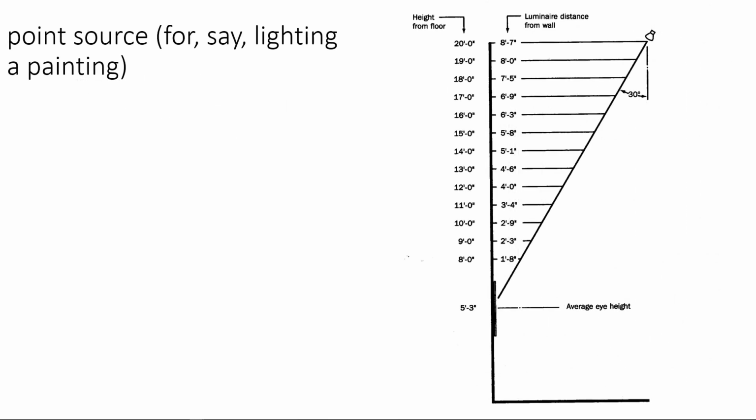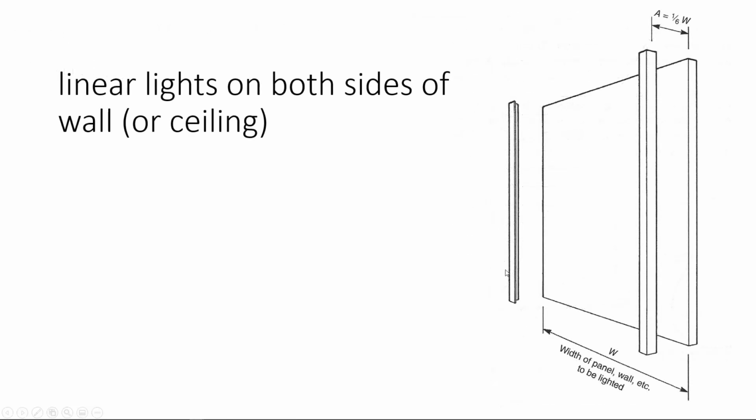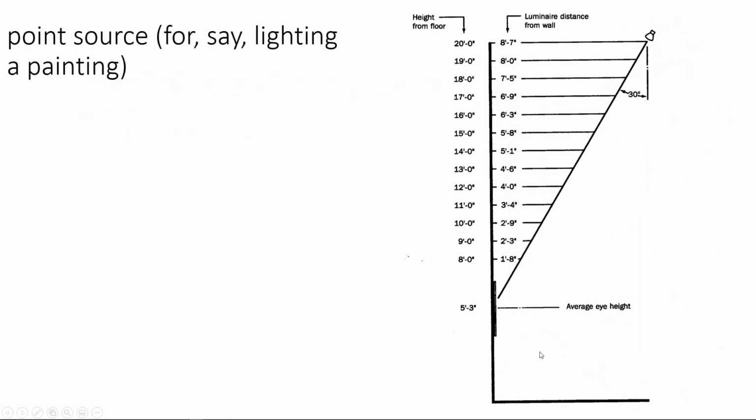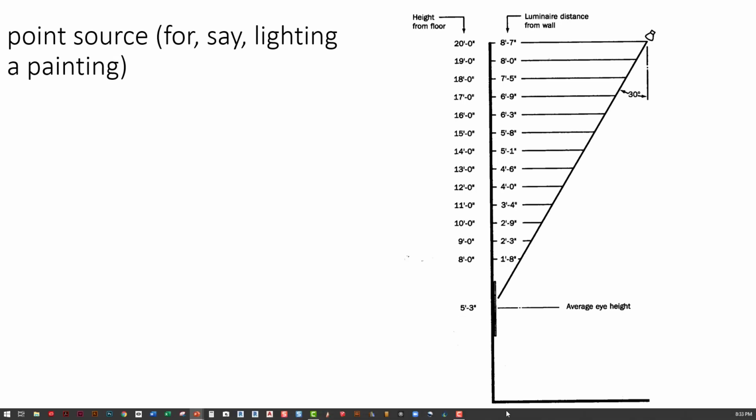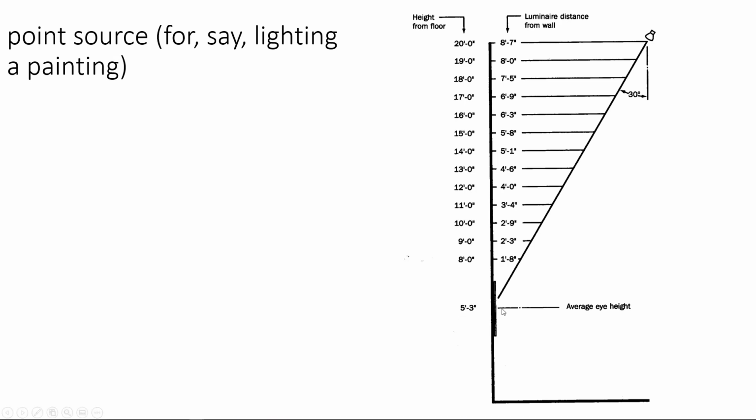Finally, there is a handy-dandy chart in the textbook, which indicates, first of all, the ideal mounting height for a spotlight that you're using to light a painting on a wall. All you need to know is the ceiling height and the height of the painting. In this case, the typical graphic standard for mounting heights for paintings is 5'3" off the floor to the center line of the painting.